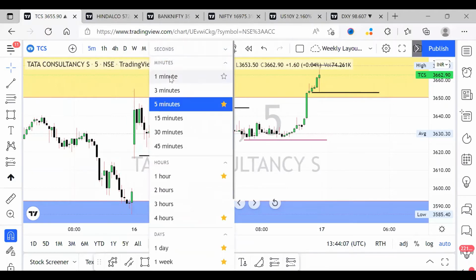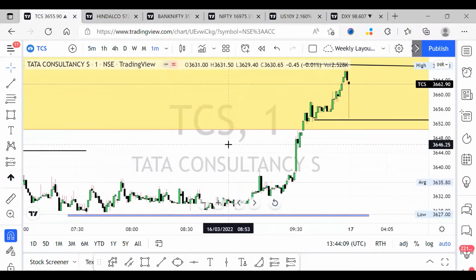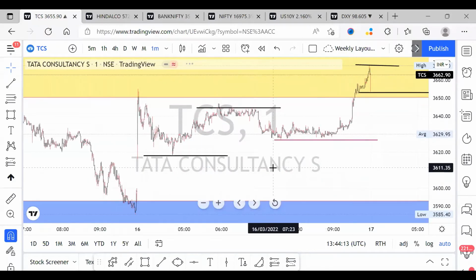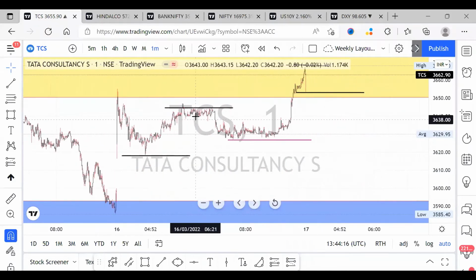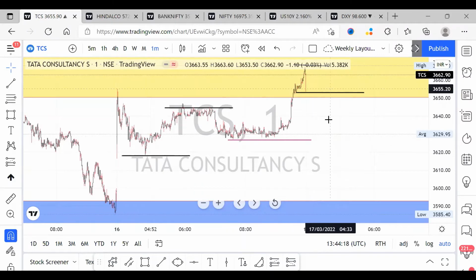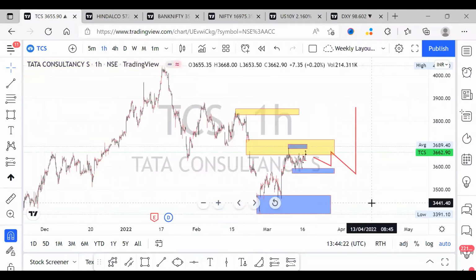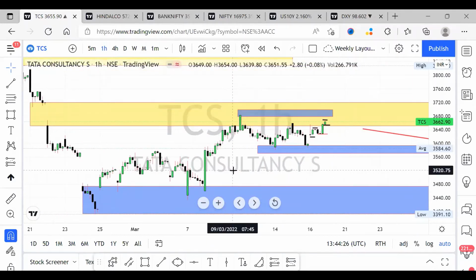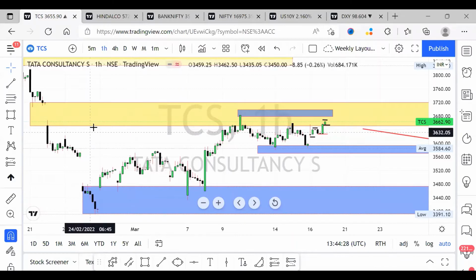If we now look from a one-minute point of view, look at these key zones and what's been happening. It is making higher highs, but it's not making significant highs now. So intraday, always try and see what's happening on the hourly and then go forward from there. Any questions on TCS?